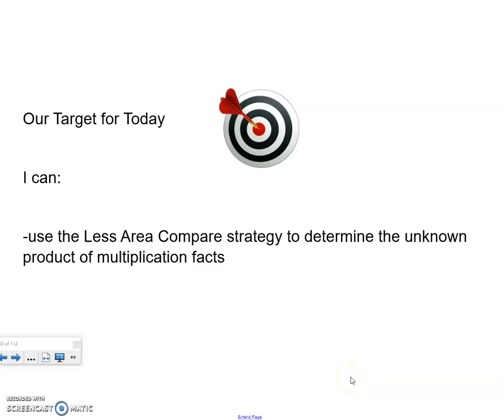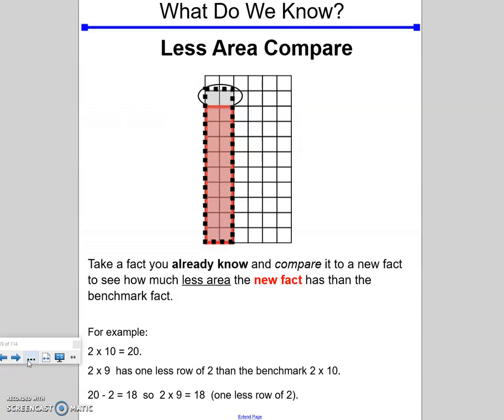Today we're going to look at the less area compare multiplication fact strategy. Less area compare is very similar to more area compare. In less area compare, you're still taking a fact you already know, a benchmark fact, and you're still comparing it to a new fact. The difference is that in less area compare, the benchmark fact is larger than the new fact. The new fact is smaller than the benchmark fact. So you're looking to see how much less area the new fact has than the benchmark fact. Let's take a look at an example.